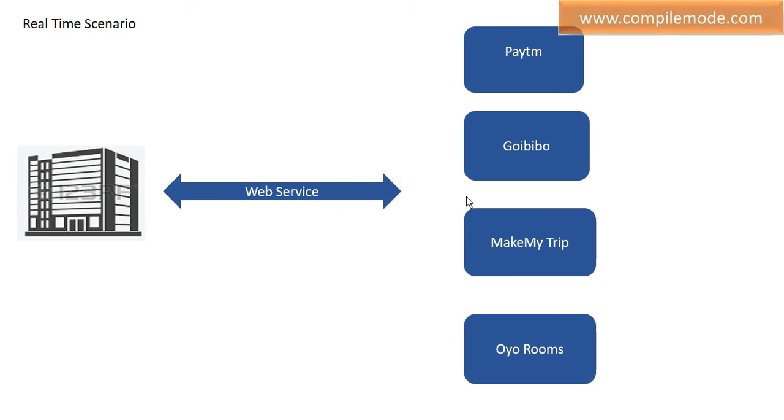So my IT team wrote one web service. It can be consumed in Paytm, GoIBB, Make My Trip, and OYO Rooms. All four websites can send requests to my application and receive the response from my application. Suppose any other online booking website is added, it can easily use the same web service. This is the concept behind the web service.